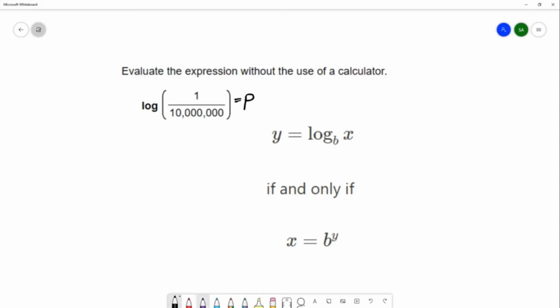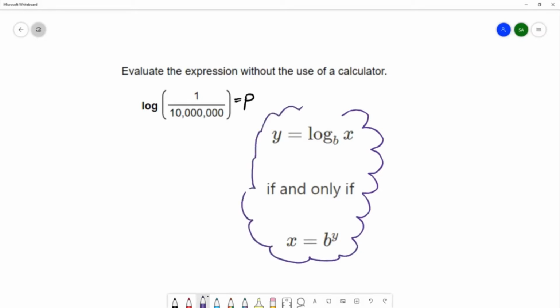And once I write it as an equation, I'm using this, which I pulled from the definition of a logarithm. And the logarithm is defined in terms of its inverse, an exponential. So this gives us a way of coming up with an equivalent equation that is in exponential form. So here we have a log equation and the equivalent exponential equation.